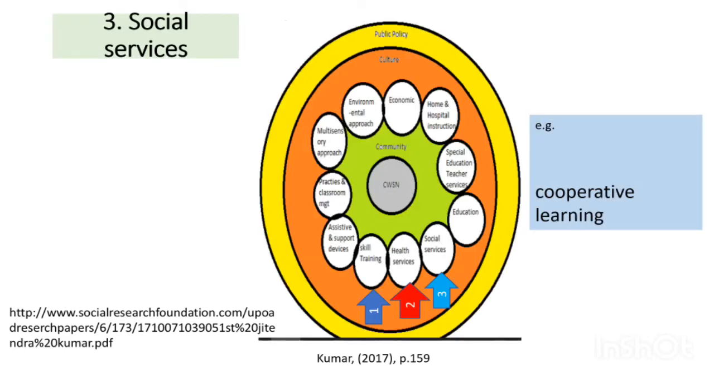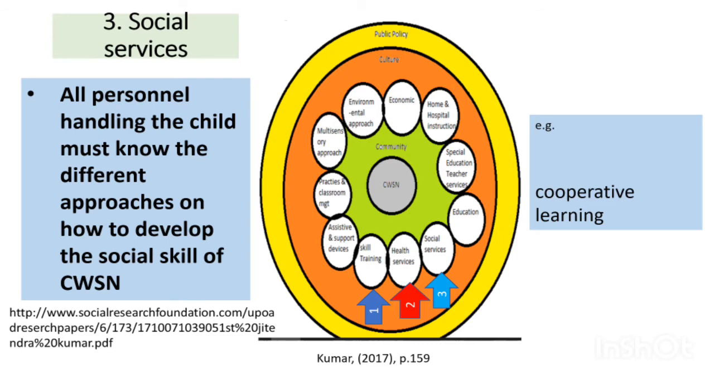Next is what we call social services. It is also very much needed in the multidisciplinary approach of inclusive education. Here, all personnel handling the child must know the different approaches on how to develop the social skills of children with special needs. In the classroom setup, we have peer tutoring and cooperative learning.